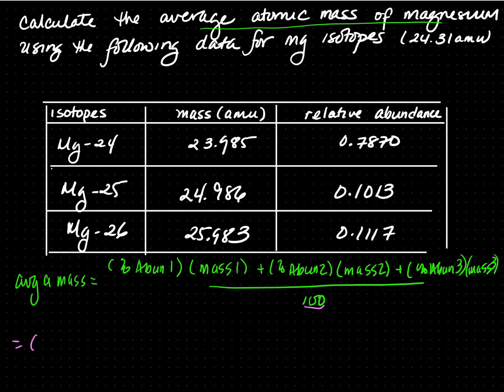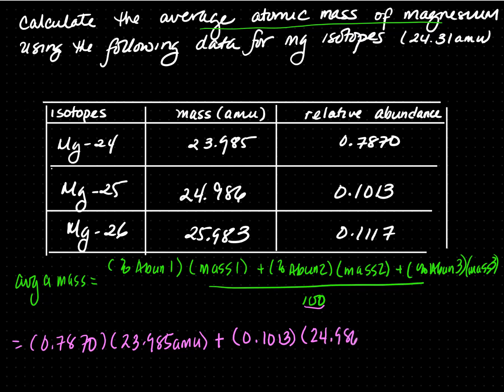So this is going to be 0.7870. This is the percent abundance of isotope 1 in decimal format, times the atomic mass, 23.985 AMU of isotope 1, plus the abundance of the second isotope, which is 0.1013, times the atomic mass of isotope 2, which is 24.986, plus the abundance of isotope 3, which is 0.1117, times the atomic mass, which is 25.983 AMU.